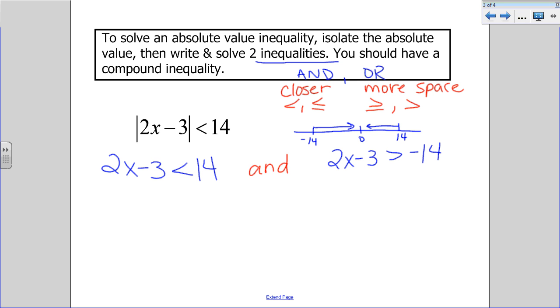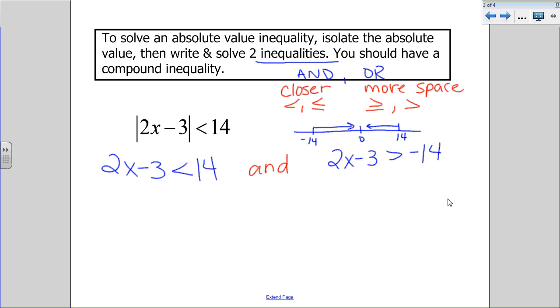Your positive stays with what you had. The positive stayed less than. The greater than had to switch directions so that it's heading closer to 0. I see quite a few of you already solving because once you have those written, you're going to solve those like the and inequalities that we did last week.